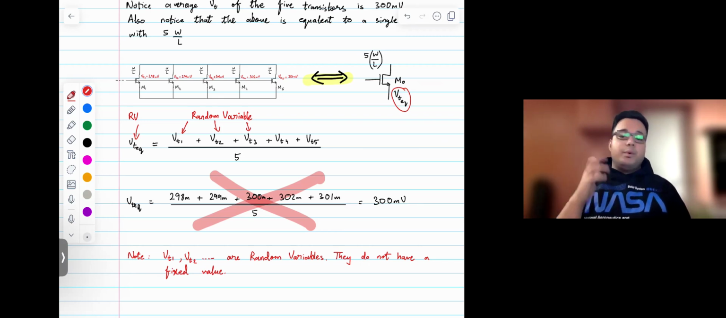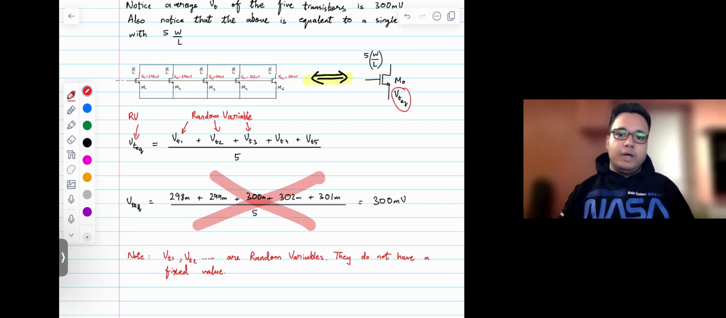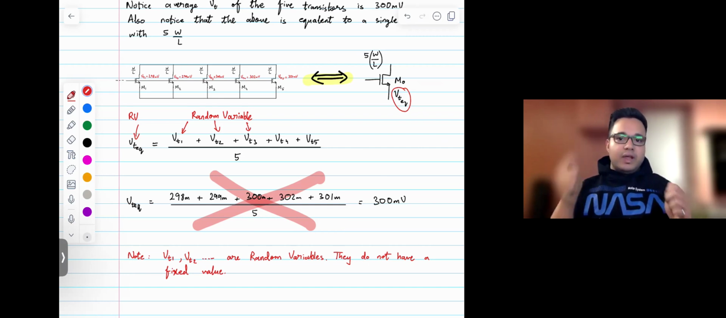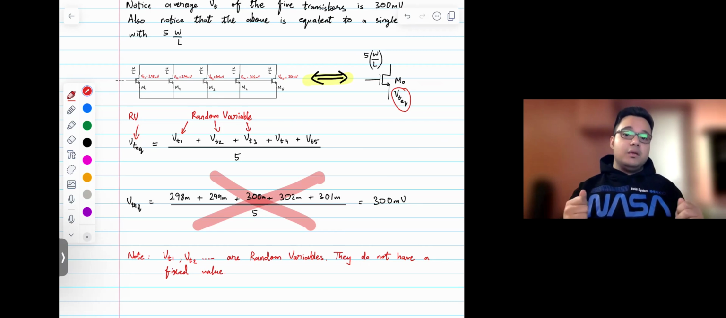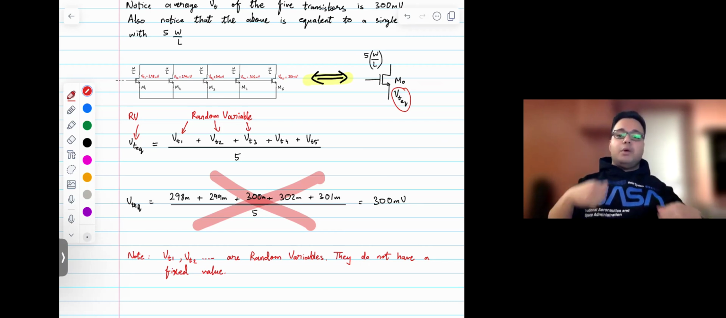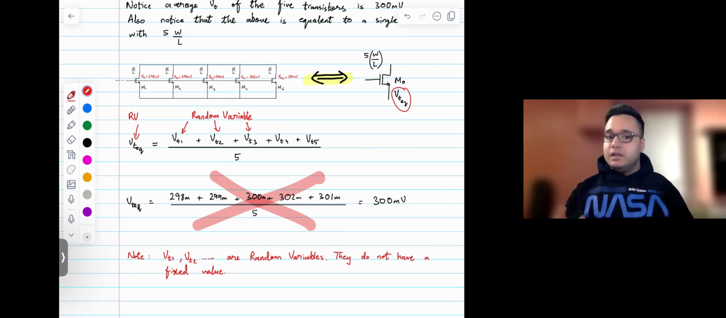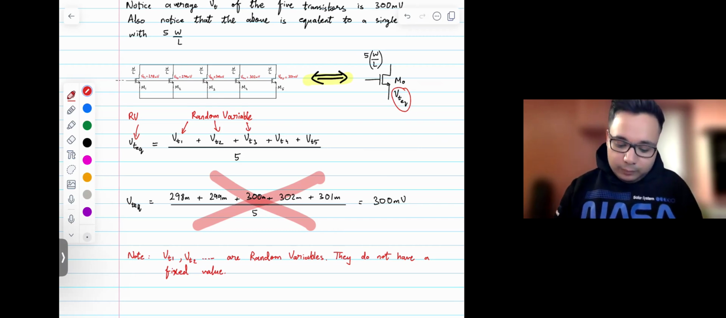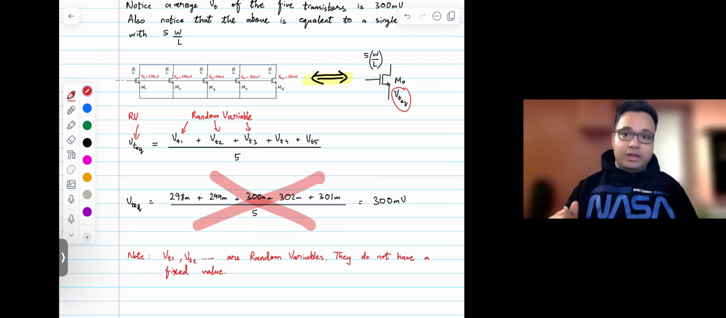Or what is the probability of VT to be in the range of 250 to 350 millivolts, right? So that's the kind of thing that we want to think about as a random variable when we're treating VT as a random variable. We are not assigning values to it. We are thinking about it in terms of probability and variation and standard deviation, that sort of thing. So that's an important thing to remember.